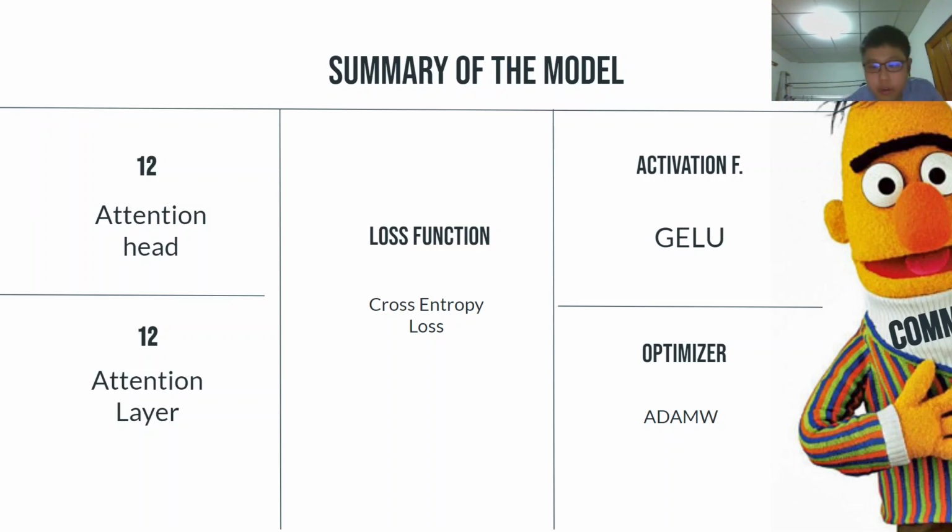gradually. And how does it differ from Adam? Well, the W in AdamW stands for weight decay, and as time passes, there is a parameter called weight decay, and I'm not going to explain further. And this model has 12 attention heads and 12 attention layers.